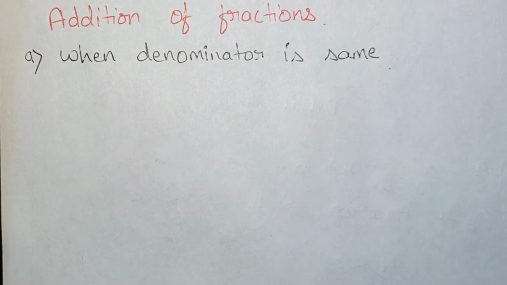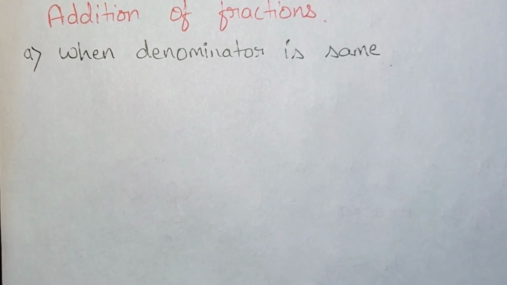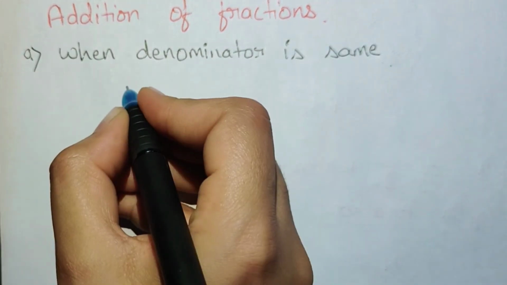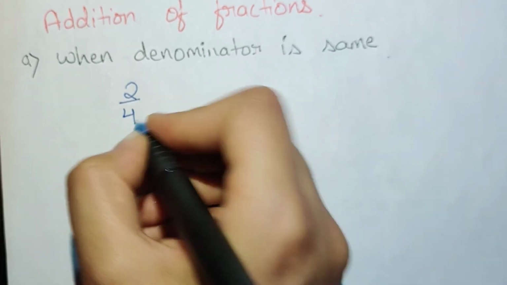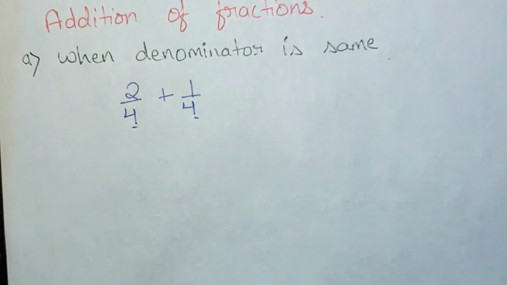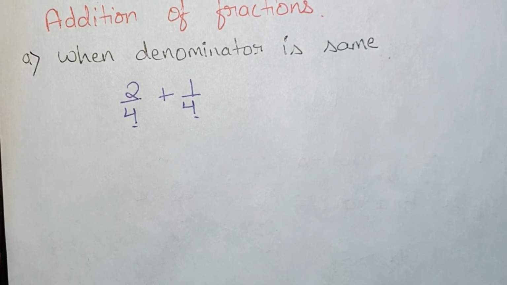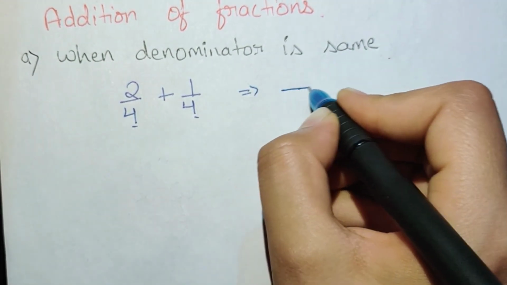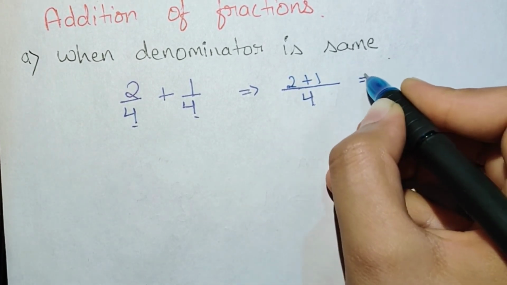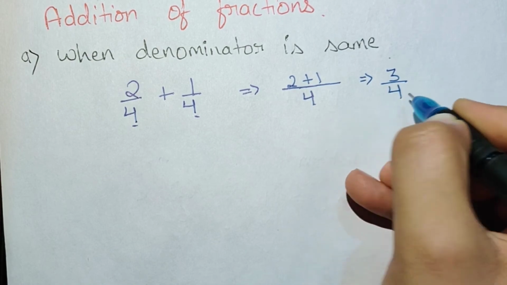Addition of fractions. So the first type in this is when denominator is same. So let us take an example of the fraction whose denominator is same and we'll see how to add them. 2 upon 4 plus 1 upon 4. Now here denominators are same. So it is very easy to add the fractions when the denominators are same. We'll simply write the denominator and then add the numerator. 2 plus 1, 3, 3 by 4.